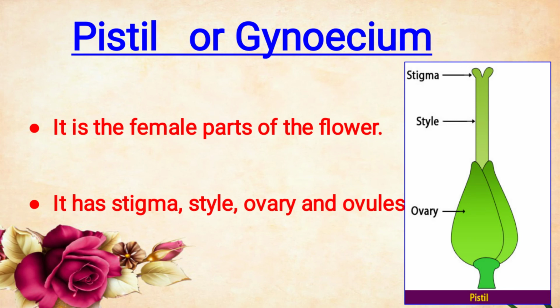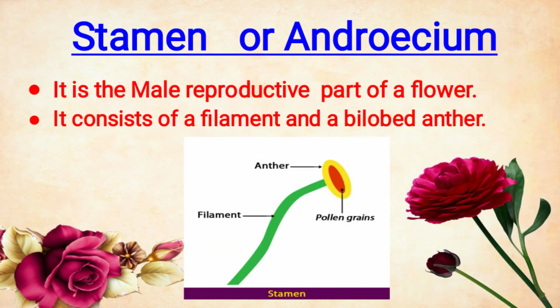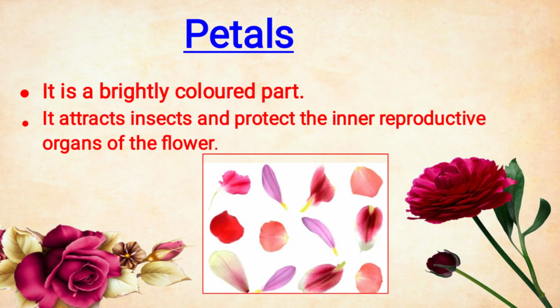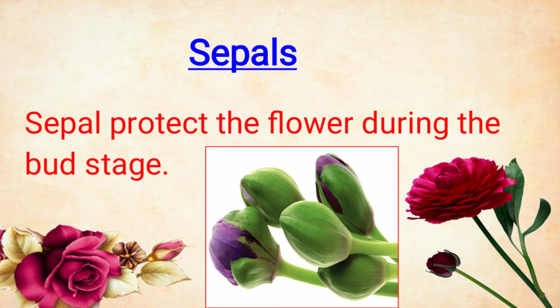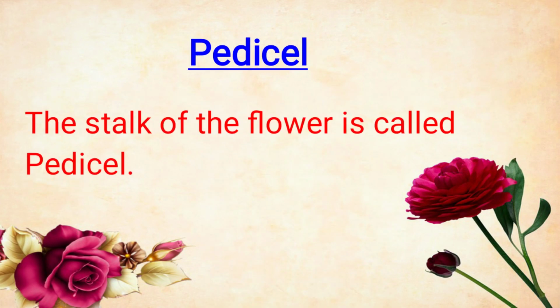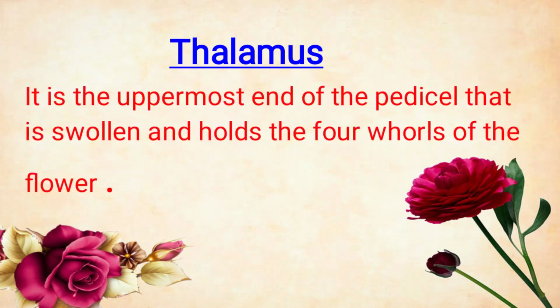Okay, so let's see once again all the main parts. How many parts are there? There are 6 parts. Which are they? First one is pedicel. Pedicel is the stalk of the flower which we use to carry the flower. Stem, the main stem, is known as pedicel. Next is thalamus. Thalamus is the uppermost end of the pedicel. It is a thick part, and it holds 4 main parts of the flower.